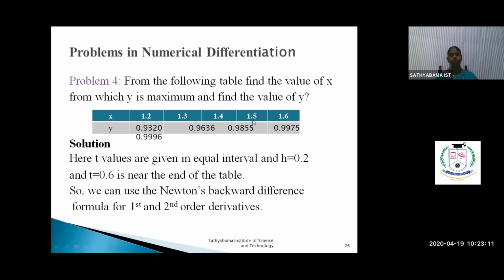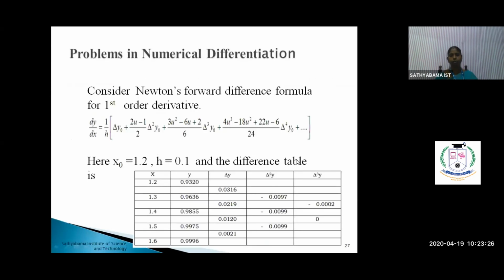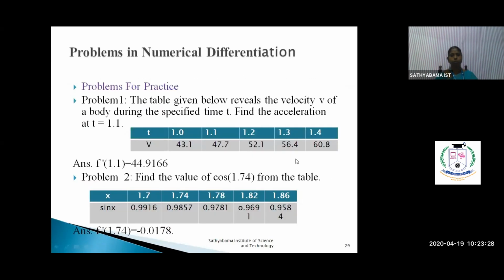Now you see, is my x given at equal intervals? Yes. What is my interval length? 0.1 or 0.2? The x values are given at equal intervals, which is 0.1. h is equal to 0.1 only.